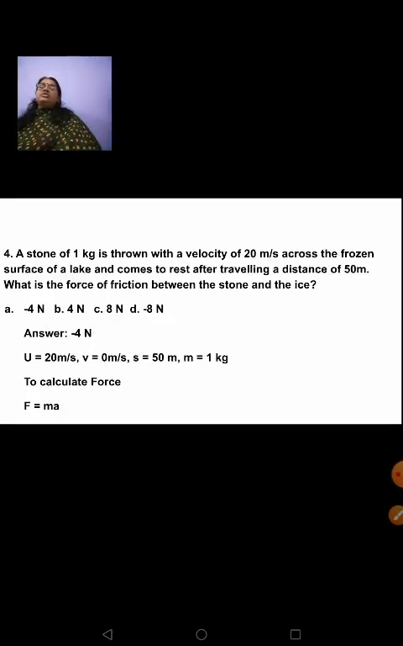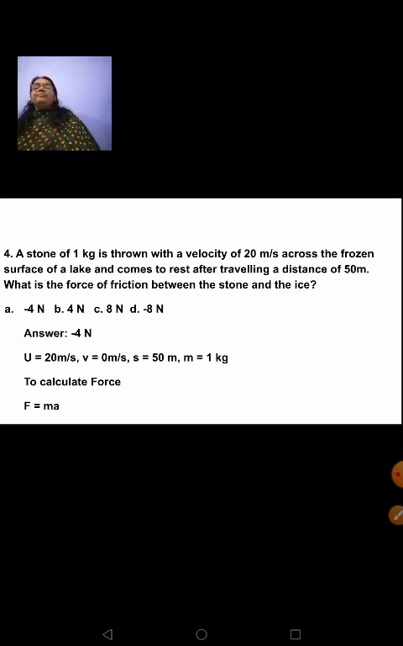Next question. A stone of 1 kg is thrown with a velocity of 20 meter per second across the frozen surface of a lake and comes to rest after traveling a distance of 50 meter. What is the force of friction between the stone and the ice? During this doubt solving session, this question was asked by one of the students. So I thought it's better I take that sum and show you here itself. Options given are minus 4 Newton, 4 Newton, 8 Newton and minus 8 Newton.